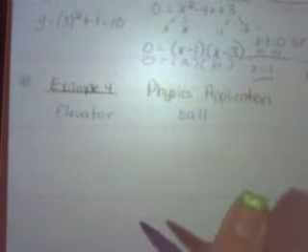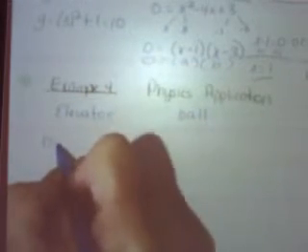Example 4, our physics application. It says we can solve quadratic systems, nonlinear systems, by determining when two items are going to reach the same height. Well, in our physics application, we're dealing with an elevator. We are also dealing with a ball. And it says, hold on here. It says an elevator is rising at a constant rate of 20 feet per second. Its height in feet after t seconds is given by h equals 20t.